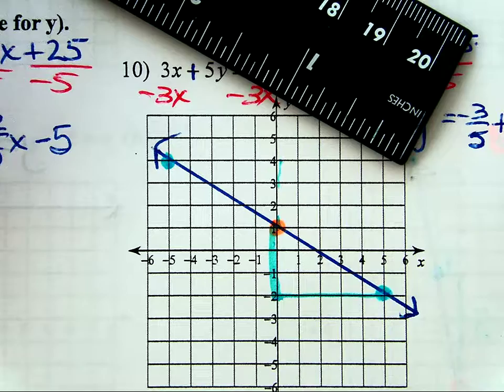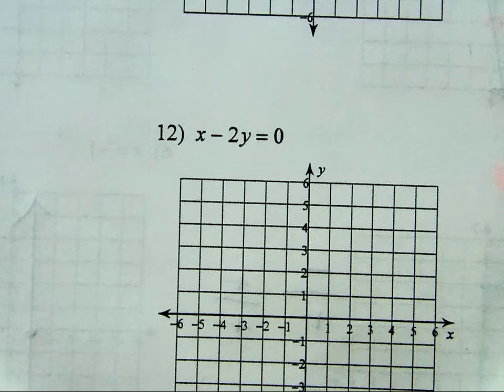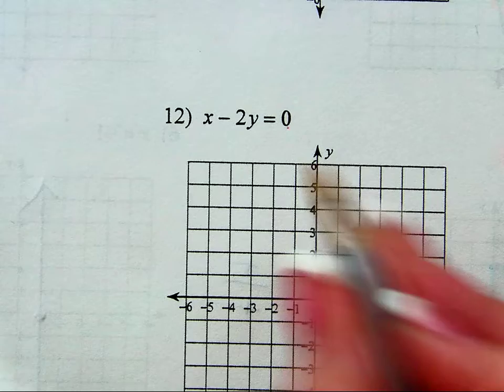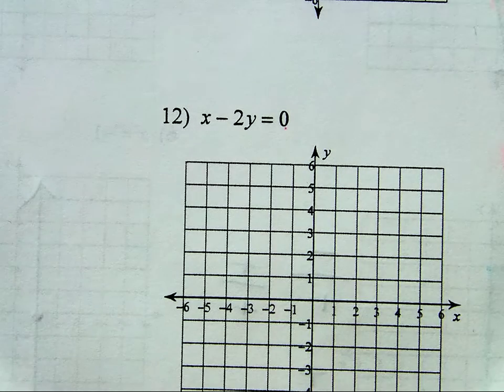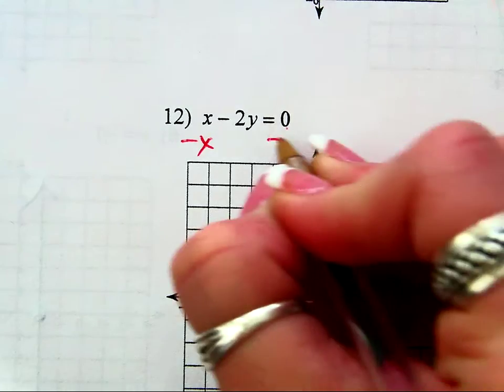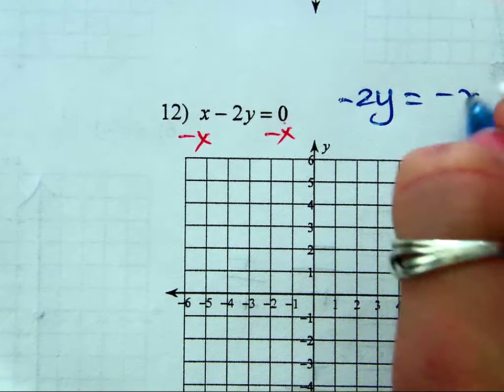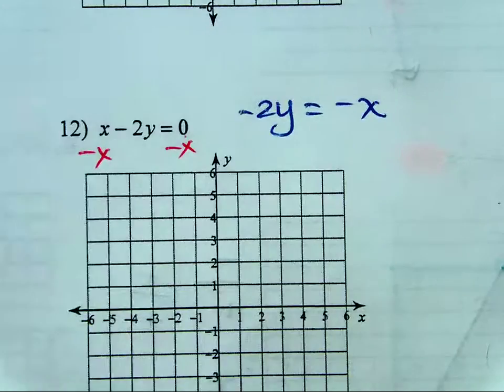All right. 12 is kind of unique because there's a 0 there. They can't just put x minus 2y equals nothing. And if there's nothing, they just put 0. Subtract your x from both sides. That leaves you with negative 2y equals negative x. If you want to put the plus 0, you can. It might actually complicate things later when you go to divide. So I would just leave it.